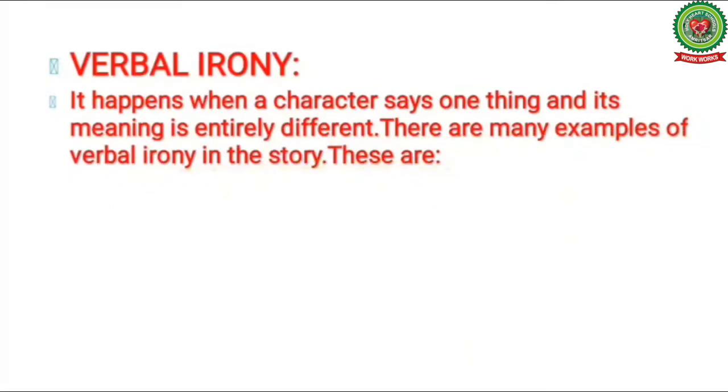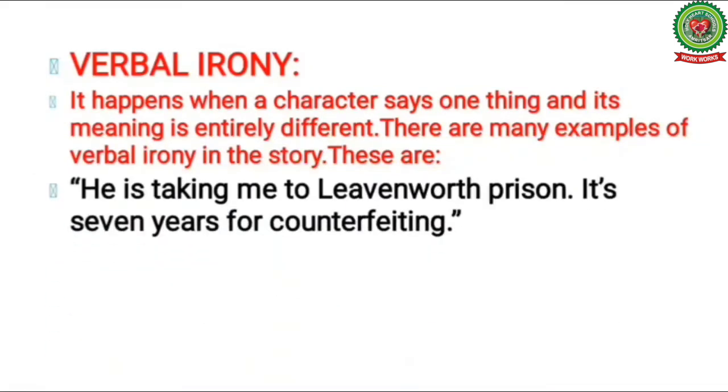These are: "He is taking me to Leavenworth prison. It's 7 years for counterfeiting." Here in this sentence, the glum-faced man wants Miss Fairchild to assume that he has got a 7-year sentence for counterfeiting, when actually it is the handsome young man, Mr. Easton, who is being taken to prison.